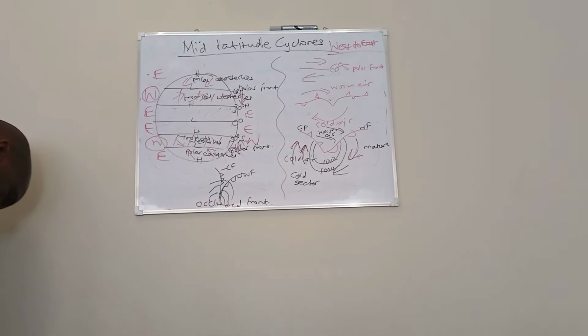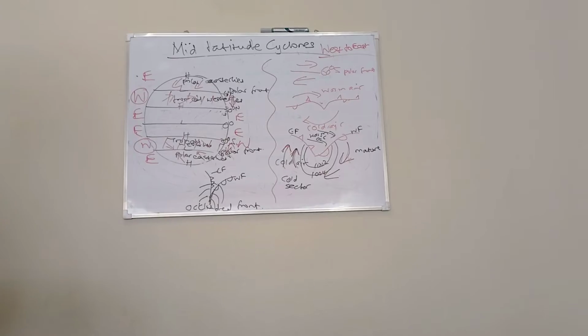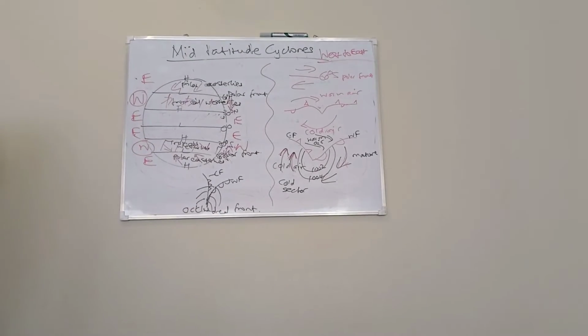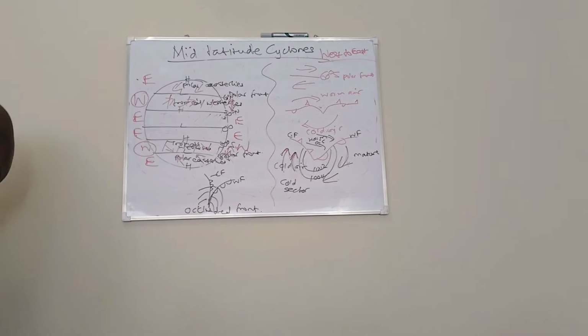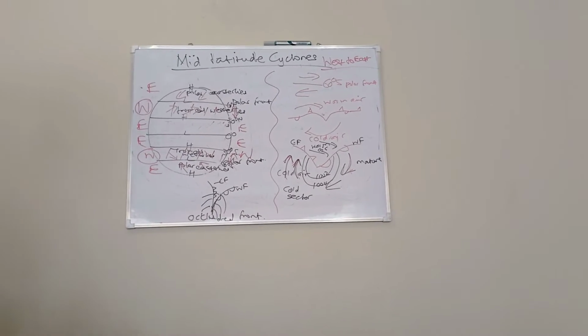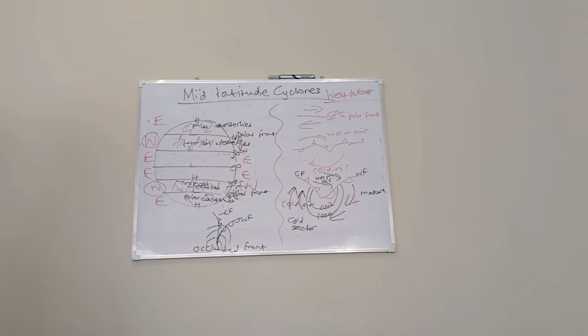Temperate cyclones consist of fronts, that is the warm and the cold fronts. I'm going to use them when I'll be explaining the different stages. Then what else? They are large cyclones with a diameter of about 1,000 kilometers. Know the diameter as well, it can be assessed in the match and the multiple choice questions. The diameter is 1,000 kilometers.